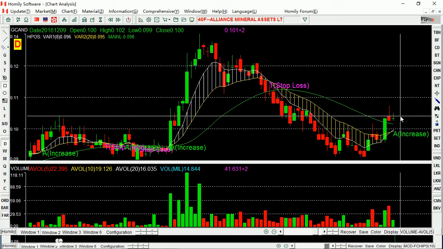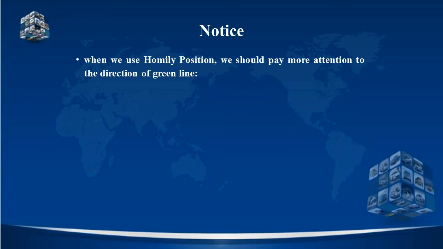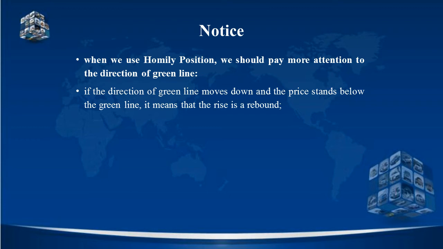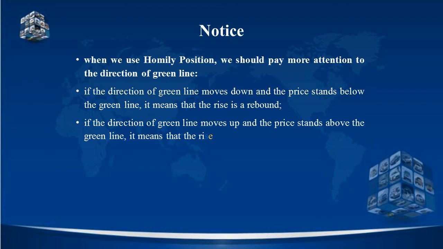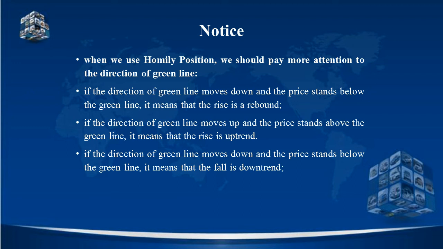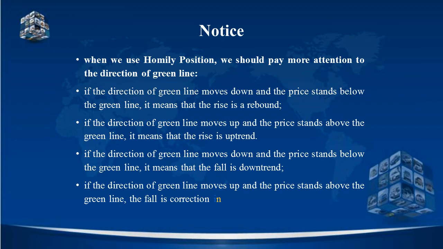Notice, when we hold a position, we should pay more attention to the direction of the green line. If the green line moves down and the price stands below the green line, it means the rise is only a rebound, okay? If the green line moves up and the price stands above the green line, it means the rise is an uptrend. If the green line moves down and the price stands below the green line, it means the fall is a downtrend. If the green line moves up and the price stands above the green line, the fall is a correction in the uptrend.